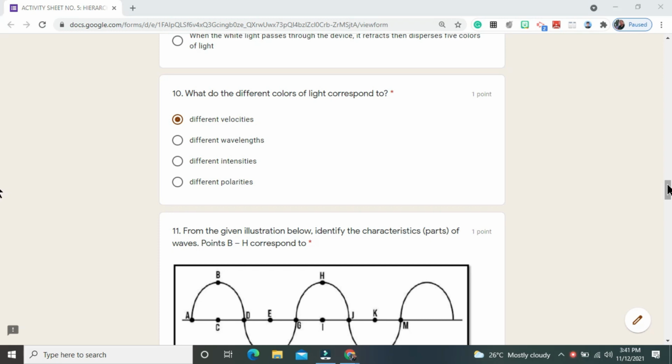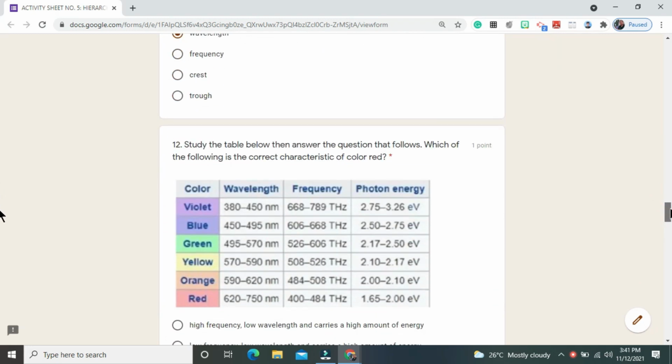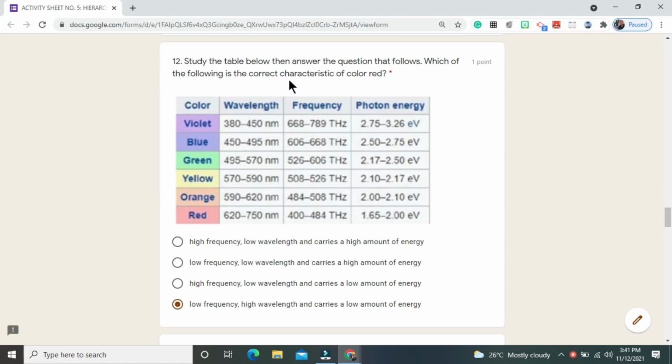Question number 11. From the given illustration below, identify the characteristics or parts of waves. Point B to H correspond to, the answer is wavelength. Question number 12. Study the table below, then answer the question that follows. Which of the following is the correct characteristic of color red? The correct answer is low frequency, high wavelength, and carries a low amount of energy.